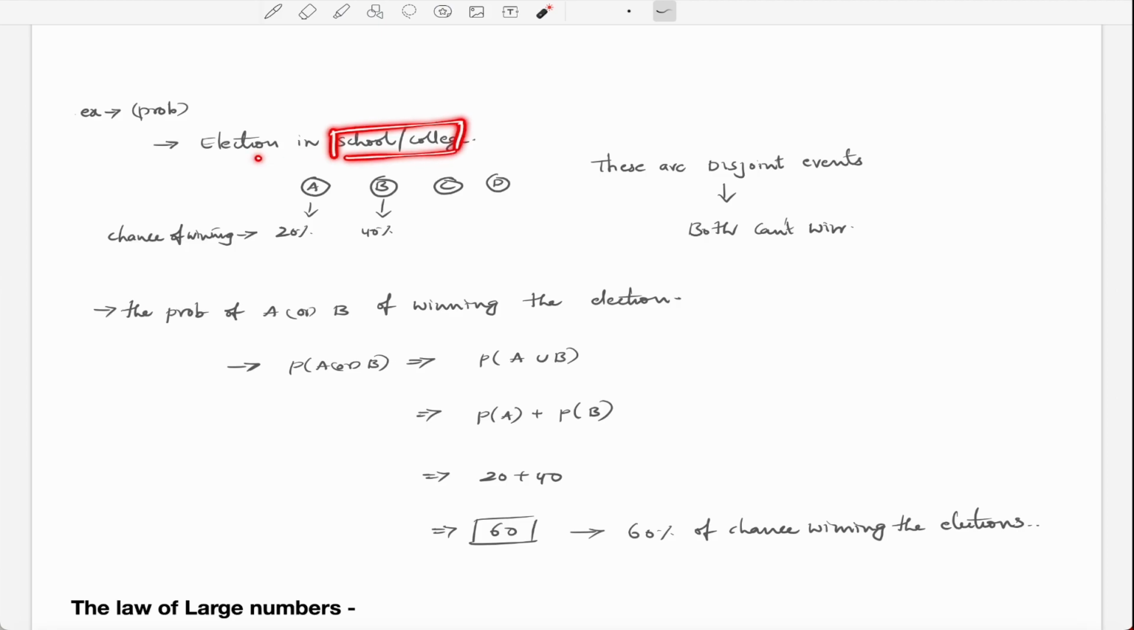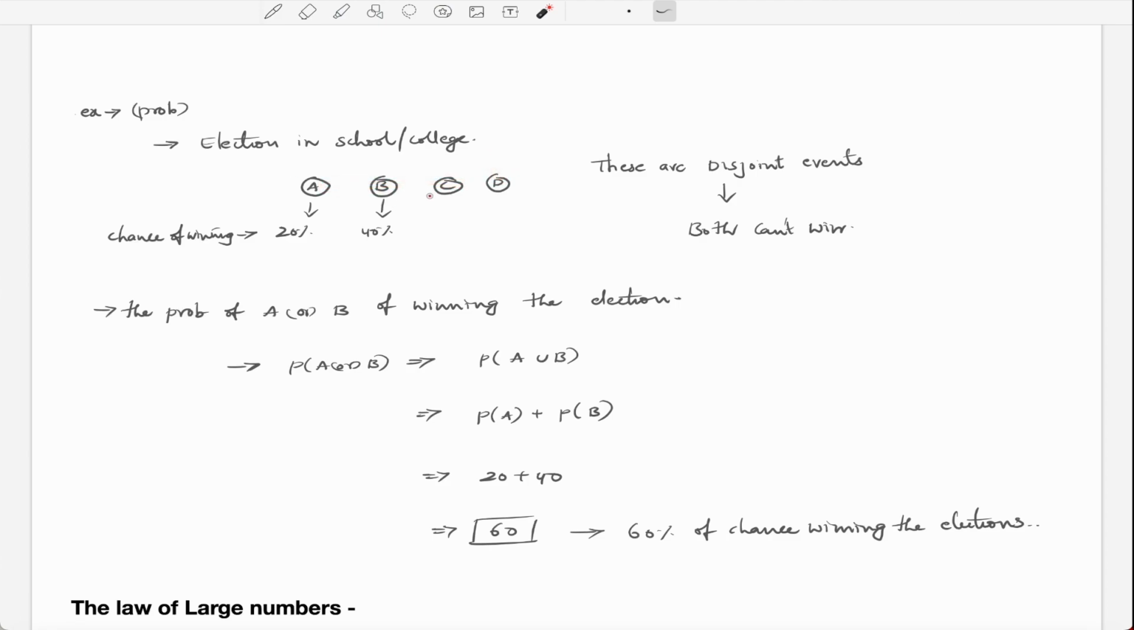So me and my three friends participated in the election in our school or college, and our names are A, B, C, D. A has a 20% chance of winning, and B has a 40% chance of winning the election. These are disjoint events. So if A wins, then the other three lose. If B wins, the other three lose, and if C wins, the other three lose, and if D wins, the other three lose.